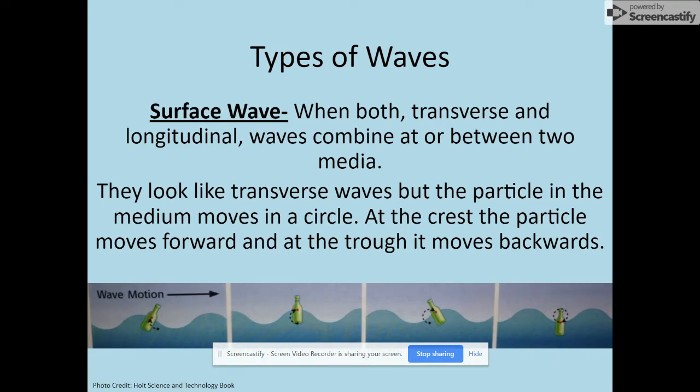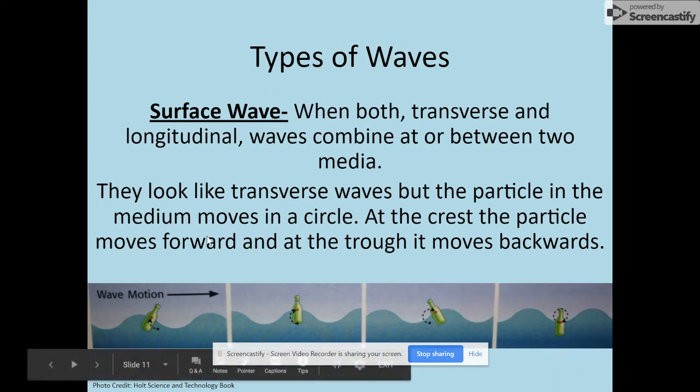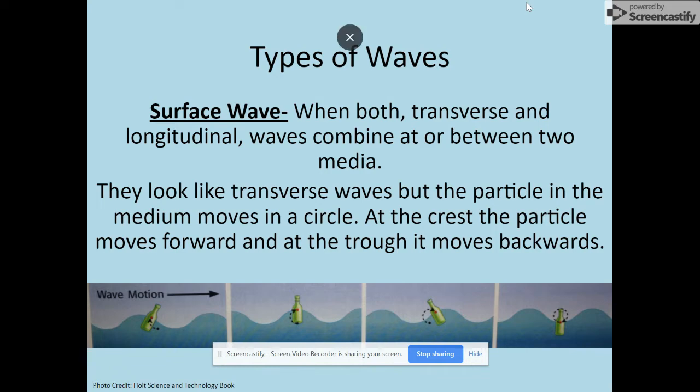Okay, so surface wave, this is when both transverse and longitudinal waves combine at or between two media. So they look like transverse waves, but the particle in the medium moves in a circle. At the crest, the particle moves forward. At the trough, it moves backwards. So just to clarify, you can see here the wave is moving in this direction. The bottle leans, straightens out, leans back, straightens out again. So you can see it's actually moving in a circular motion as it moves.